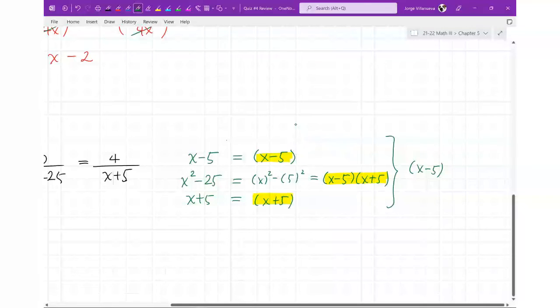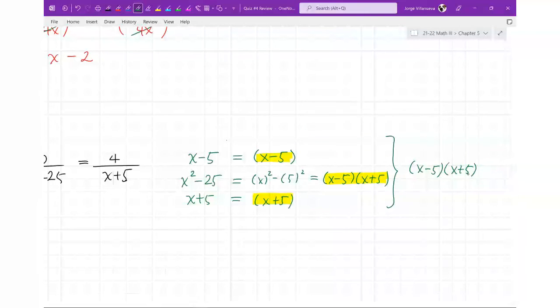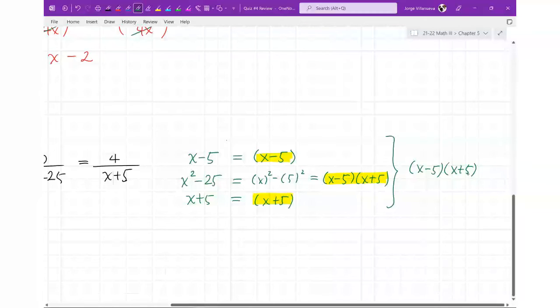Okay. I also see an x plus 5. So, I'm going to put it there. Also raised to the first power. Okay? So, good. We got everything we need because there's nothing else there, right? There's no x plus 3 or x minus 2. That is my LCD. Okay? This right here is my LCD.